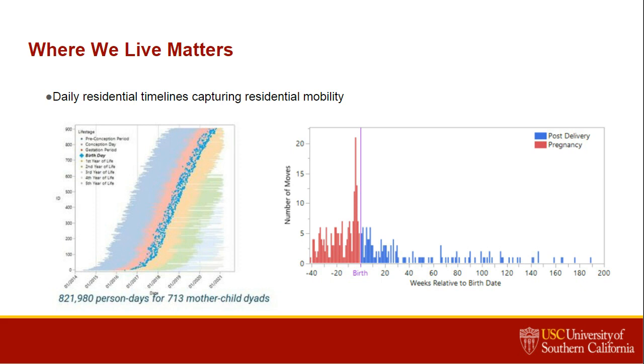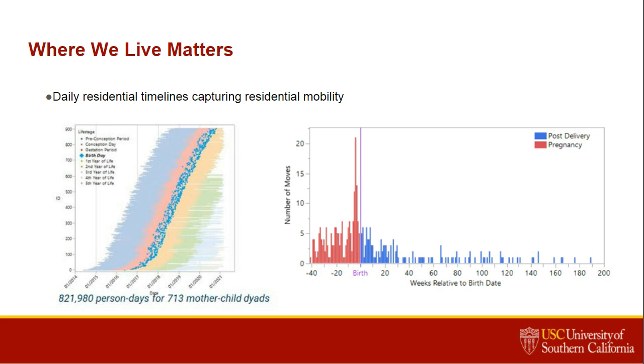The other big advantage of doing this work is that it helps us overcome some of the strong limitations that usually can be found in epidemiological studies. So the plot on the right tells you a little bit more about that. So in reality, people move. People don't stay at the same residence all the time. And so what we've done with these timelines is that we can also capture all residential mobility.